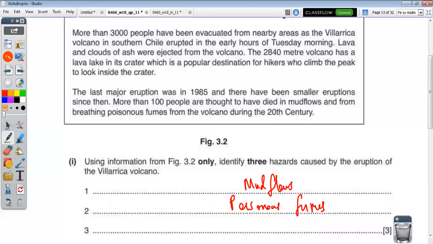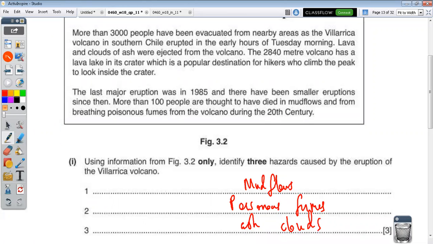Laura, what do you think? The last hazard. Can I say? Yes. What do you think? Ash clouds. Yeah, that's correct. Ash clouds. There's a 4th hazard. I want to see who can identify it. Although they wanted 3, what's the 4th hazard?